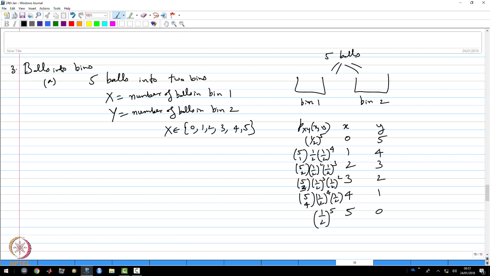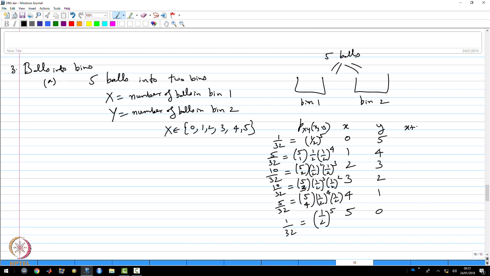So you can simplify this. This is just 1 by 32, this is 5 by 32, this is 10 by 32, this is again 10 by 32, this is 5 by 32, and this is again 1 by 32. Again, a good thing is to count: 1 plus 5 is 6, 16, 26, 31, 32. That's a good thing to do. So this is the joint distribution.